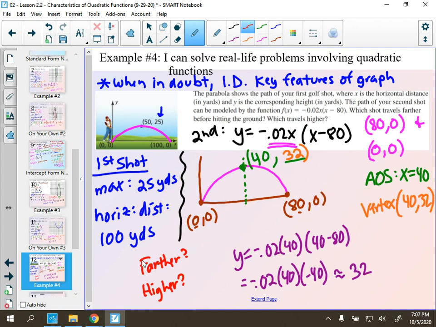The farthest shot was the first shot. This one traveled 100 yards, while my second shot traveled 80 yards. So first shot traveled farther. The higher shot was right here. Which one had the greater max value? All right, 25 versus 32. Clearly the second shot traveled higher. All right. So that's how we're at least going to approach that type of word problem.